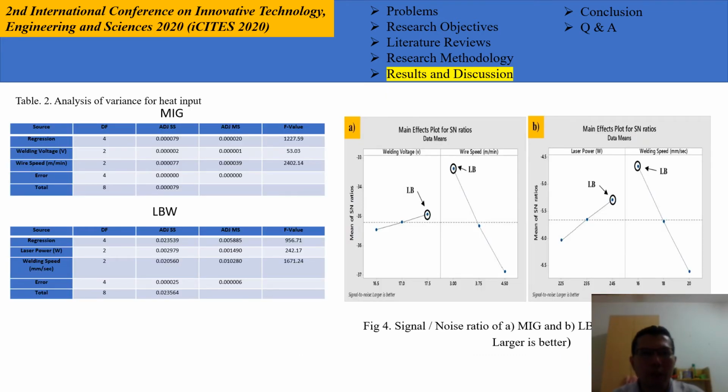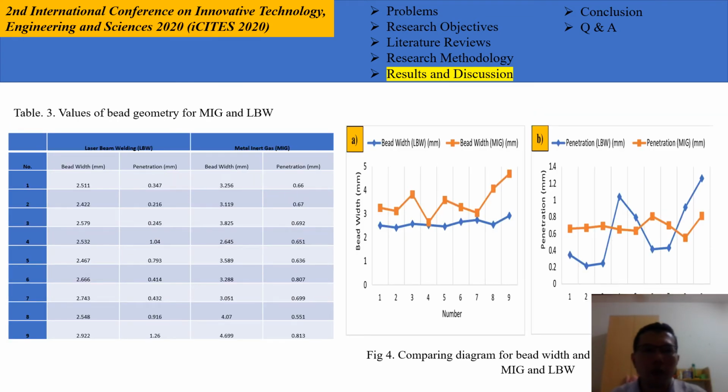Table 3 is the analysis of variance for heat input. The table indicated that wire speed and welding speed must be significant factors in the study. While figure 4, the signal to noise ratio, also indicated that wire speed and welding speed are important significant factors in the study. This is the value of geometry for MIG and LBW.